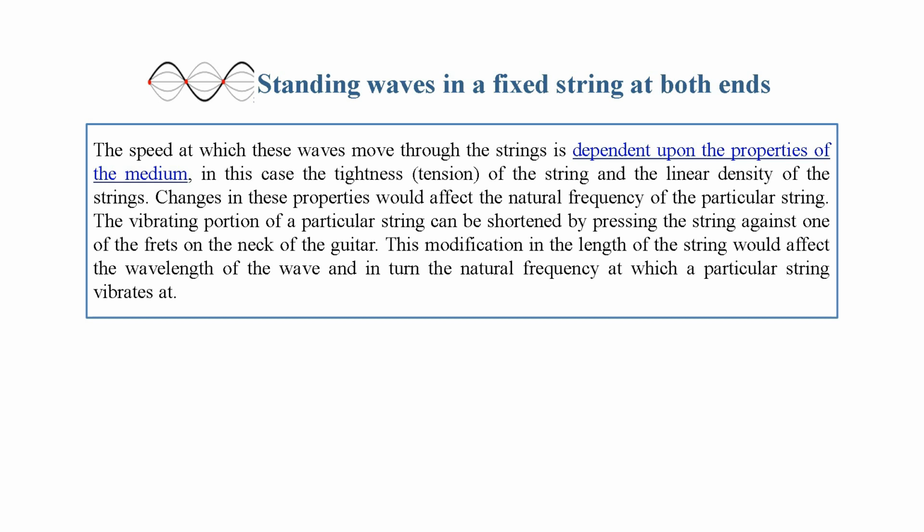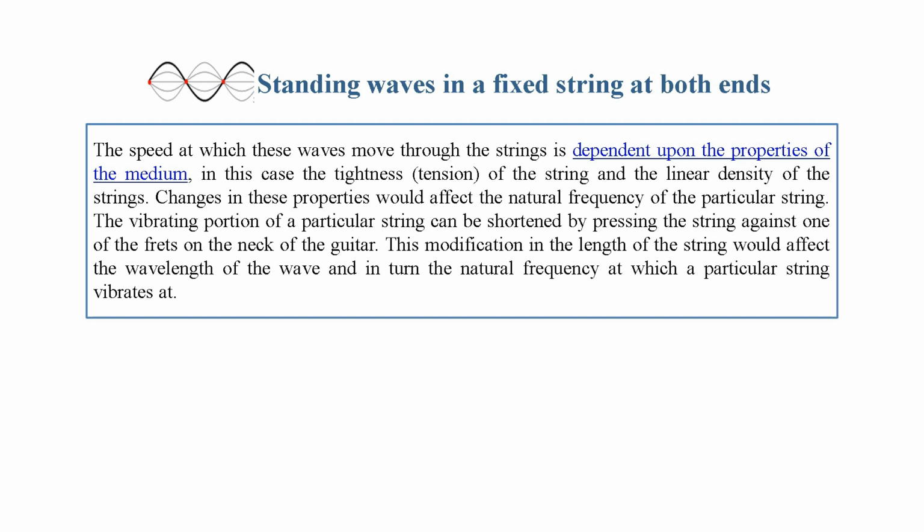The speed at which these waves move through the strings is dependent upon the properties of the medium, in this case the tightness of the string and the linear density of the string. Changes in these properties would affect the natural frequency of the particular string. The vibrating portion of a particular string can be shortened by pressing the string against one of the frets on the neck of the guitar.